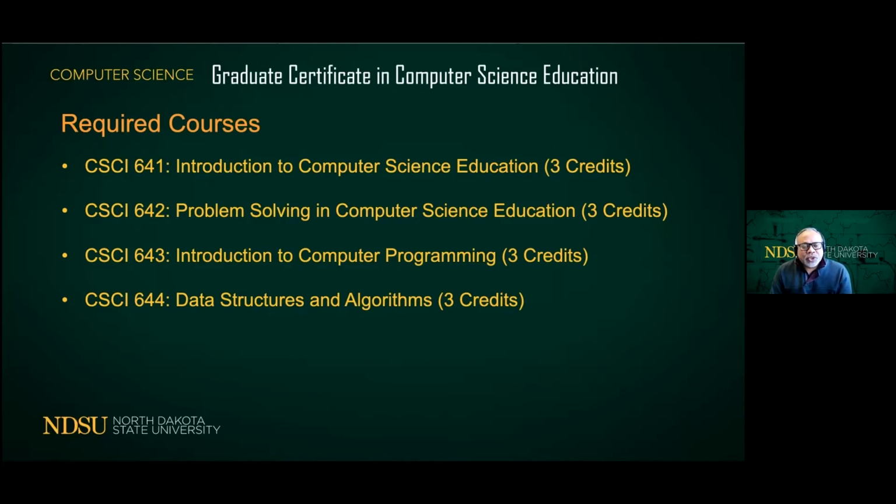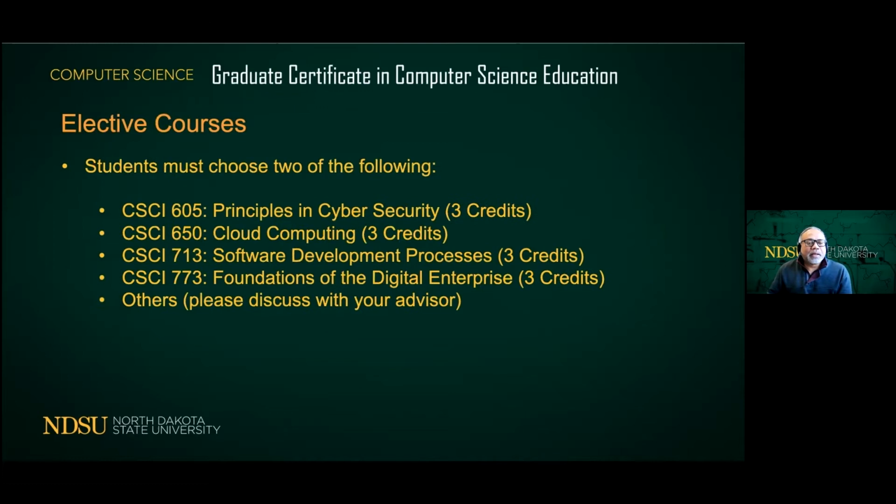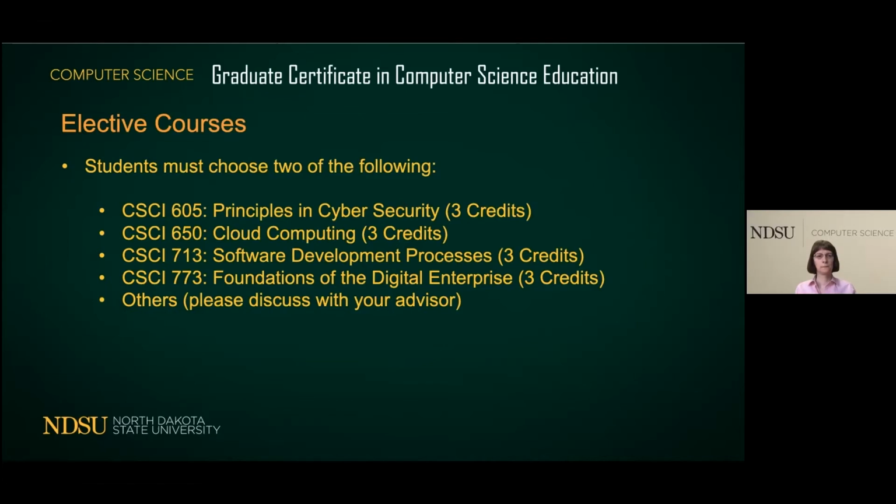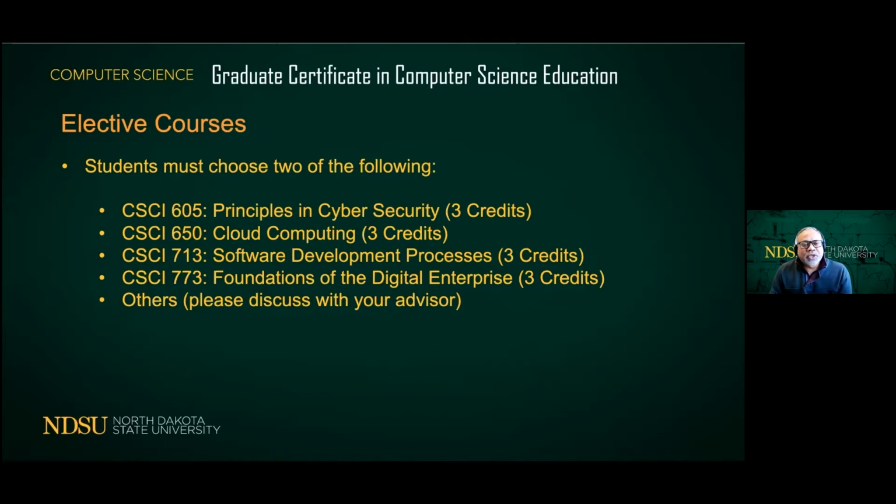And the next course that the students will take is CSCI 644, which is data structures and algorithms. This is a continuation of the earlier course, CSCI 343, and it places emphasis on more advanced programming language features and basic data structures. Apart from these 4 courses, students will also be taking 2 other courses, which will be treated as electives. We have multiple choices with regards to the electives, so students can decide to take 2 among the following courses.